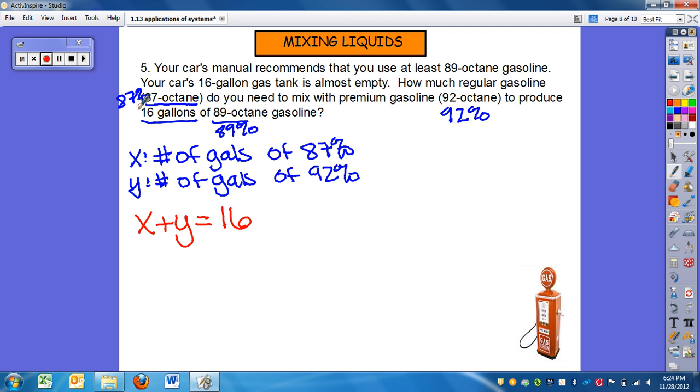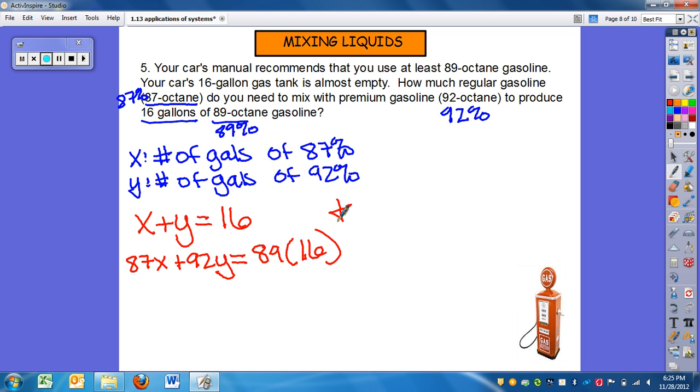I want 87% of X. So I have 87 for X, just like we did with money, like when you had $6 cost for this one. We have 87% of X plus 92Y equals, we want 89. Now the tricky part is that we can't just leave it as 89. We only want 89% of the 16 gallons to be what we want. So I have to multiply it times my total.